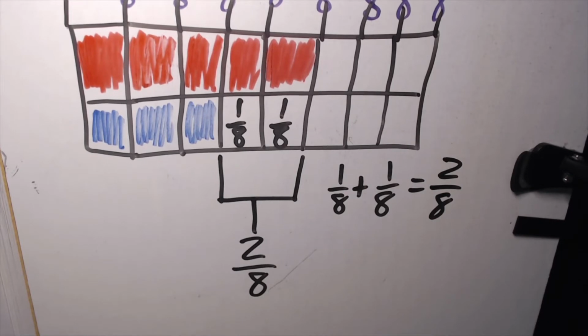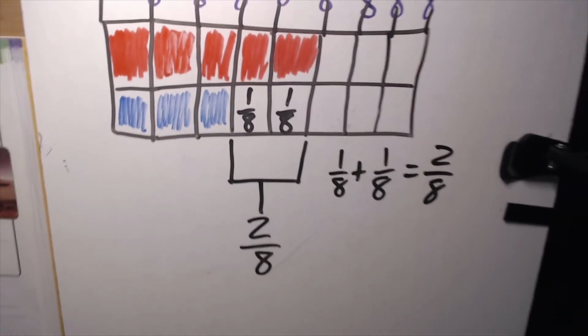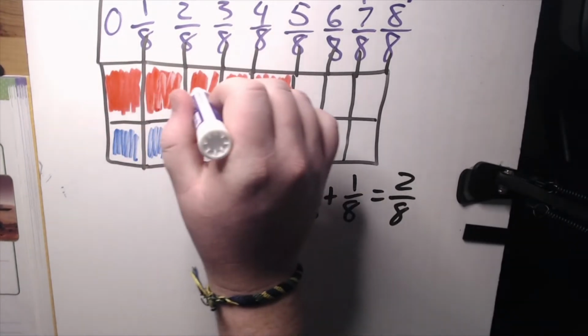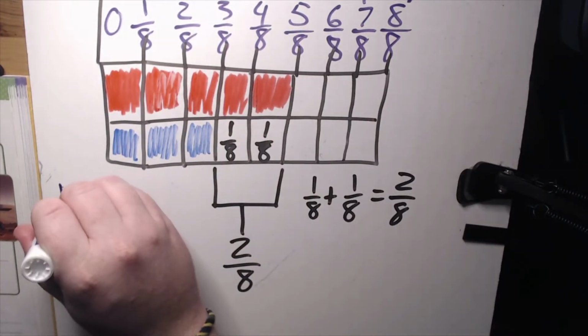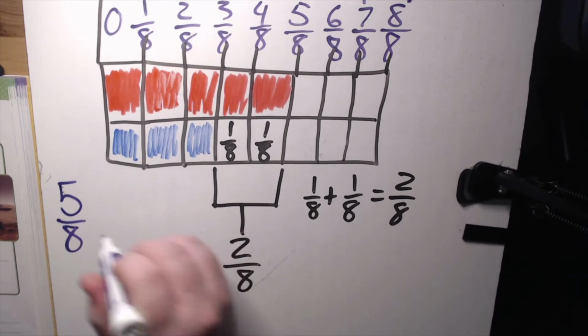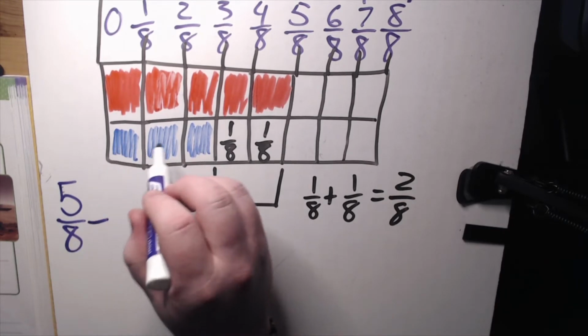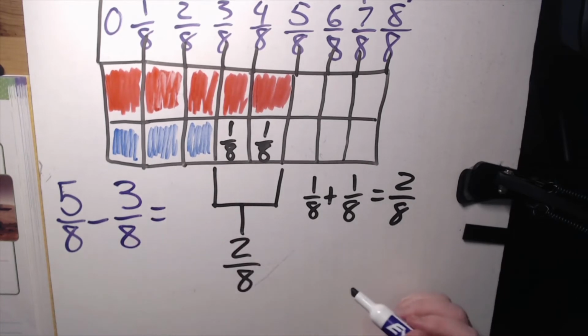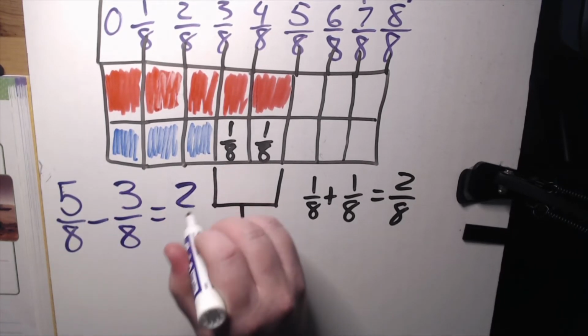Now, what this problem represents is actually a subtraction problem. I know, it's crazy. How is this subtraction? It's just a big old chart. Well, let's go ahead and take a look. If we have 1, 2, 3, 4, 5/8, and we subtract 1, 2, 3/8, we get 2/8. 5 minus 3 is 2.